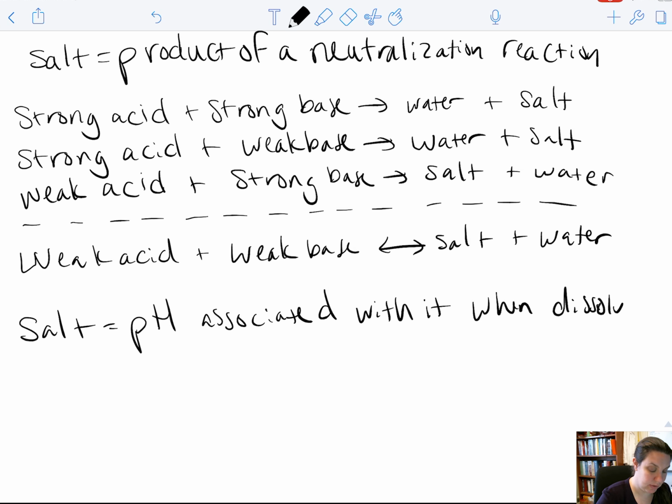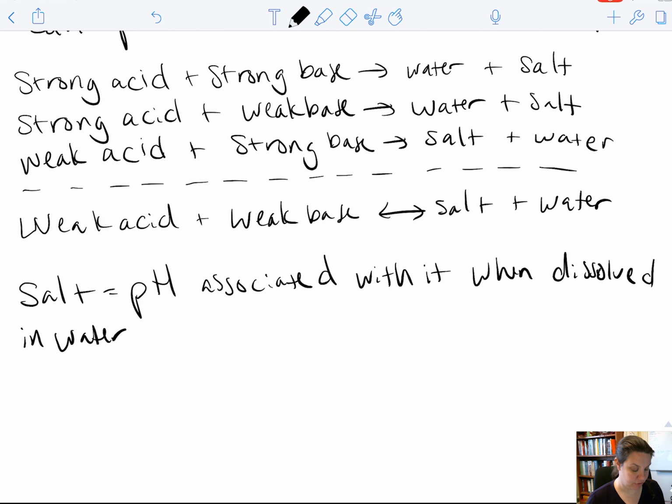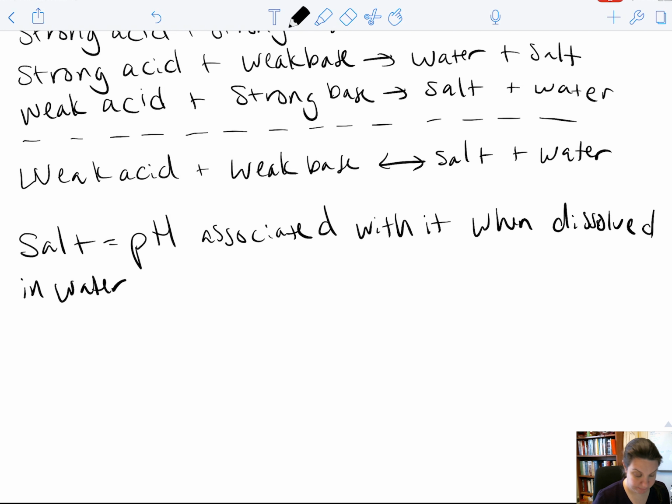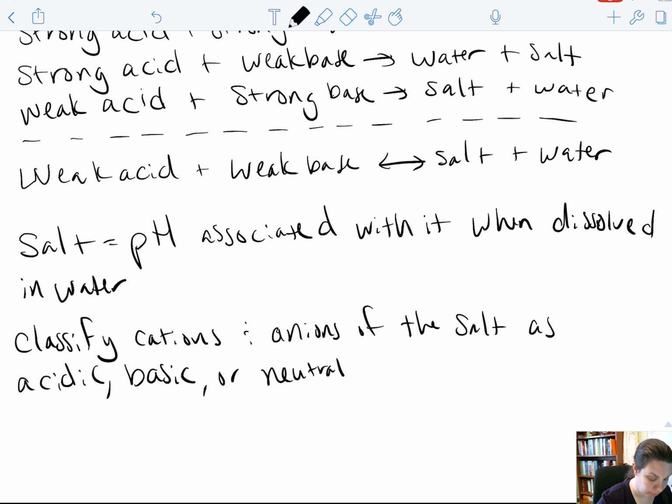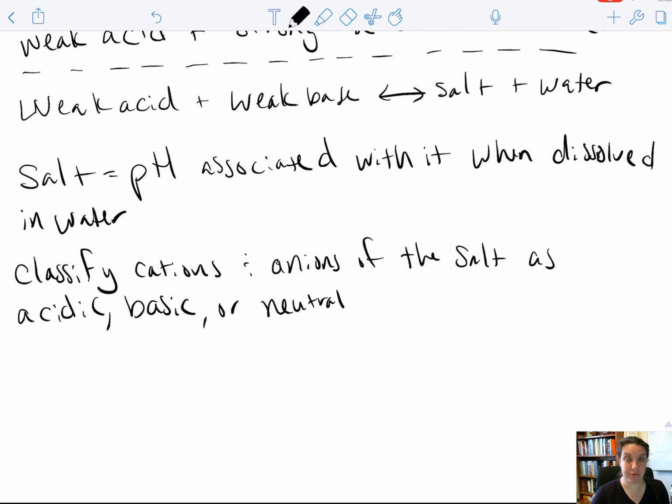When dissolved in water. And since these neutralization reactions almost always occur in water, we'll have some sort of pH at the end of this neutralization reaction. Okay, so we can classify the cations and anions of the salt as acidic, basic, or neutral, depending on the source that they come from.